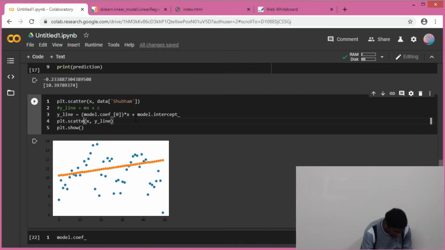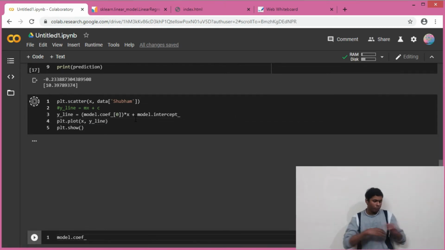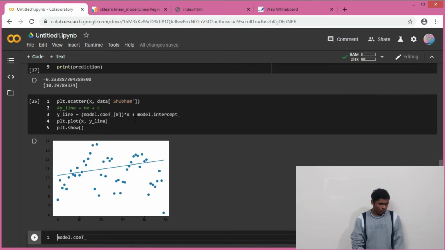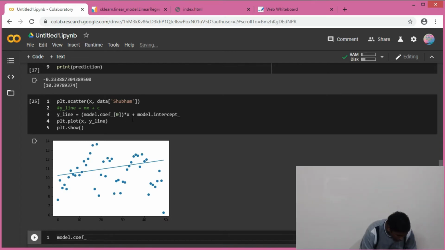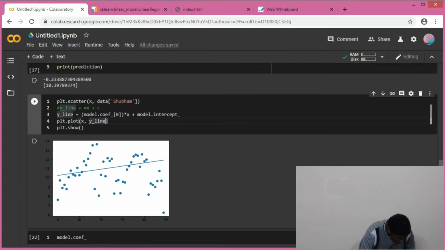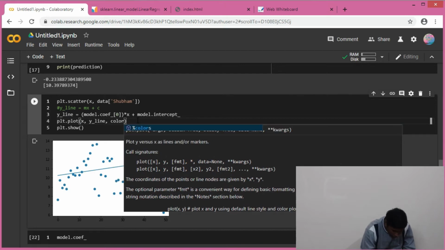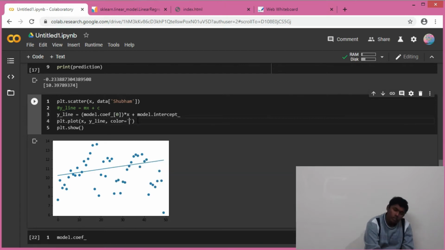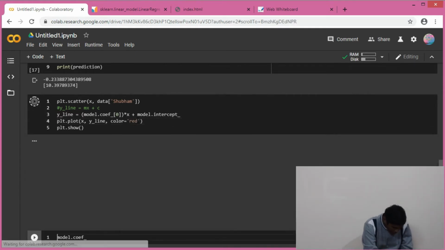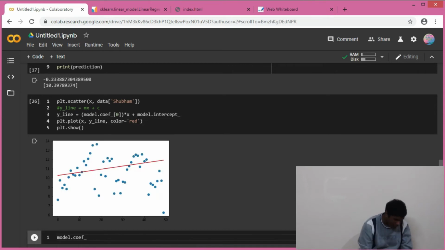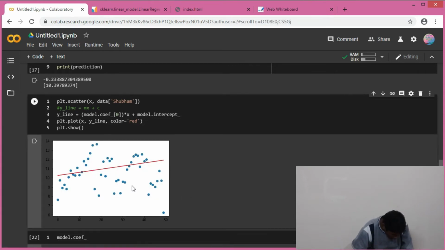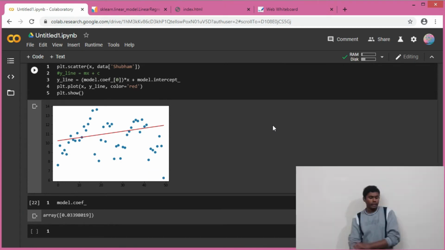Instead of using a scatter, in our case we can use plot. What plot does is it plots the line and connects all the dots. So now we have a nice beautiful looking line, and I can just change its color so it looks a little better. I can just say color equals, and what color? Let's say I like red. I don't really like it, but it's fine. Okay, so this is the line that it predicted.